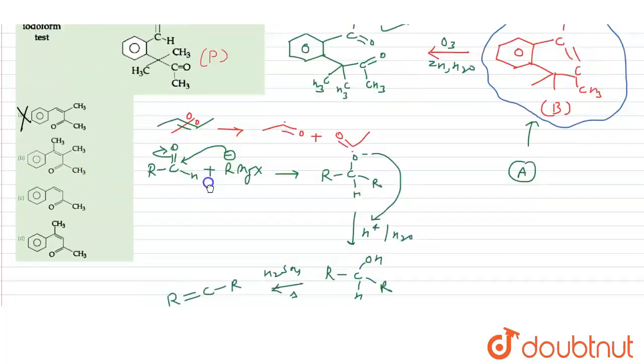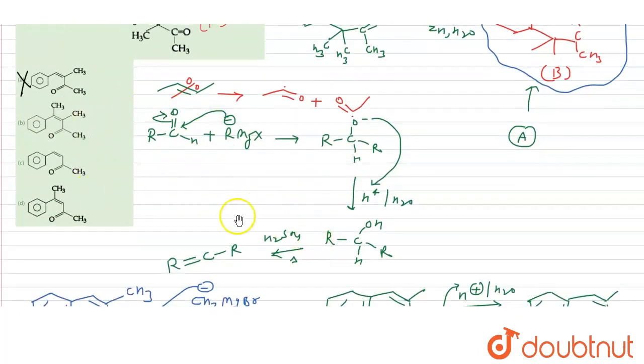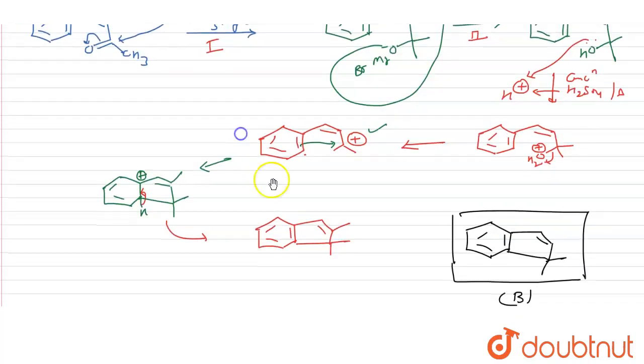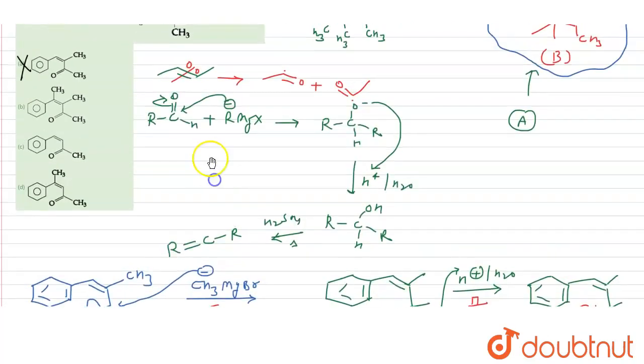Now if we check the same reaction, it will take place like this. You can see here there are 2 methyl groups over here. So in the product, these 2 methyl groups are attached here, but in the actual B there is no methyl. So that means this cannot be our answer.